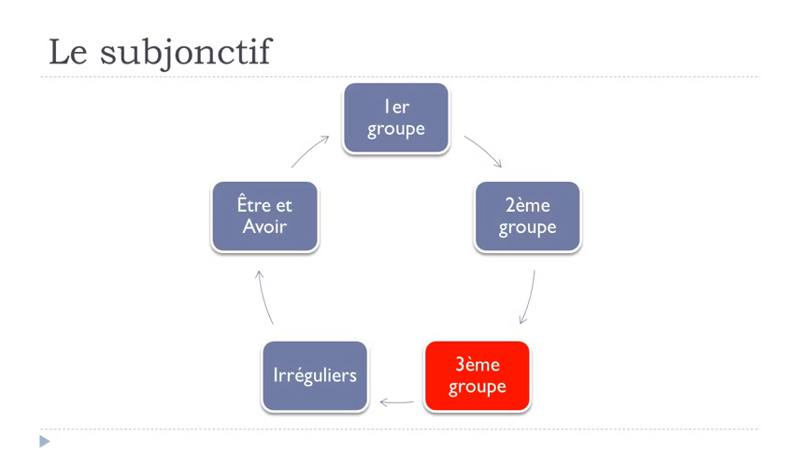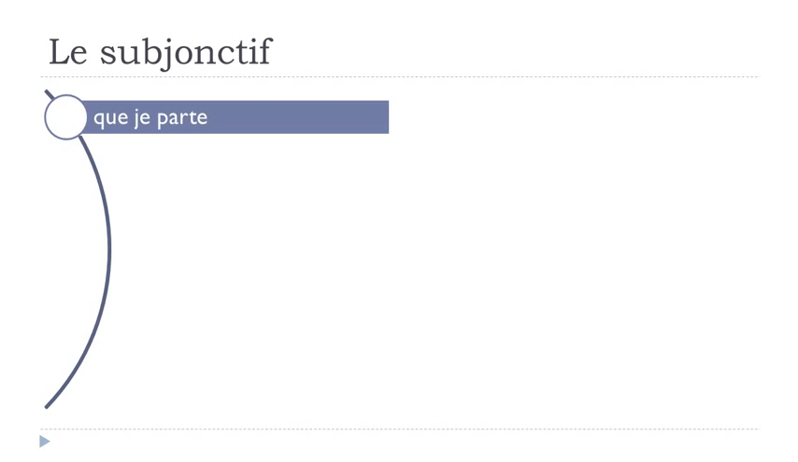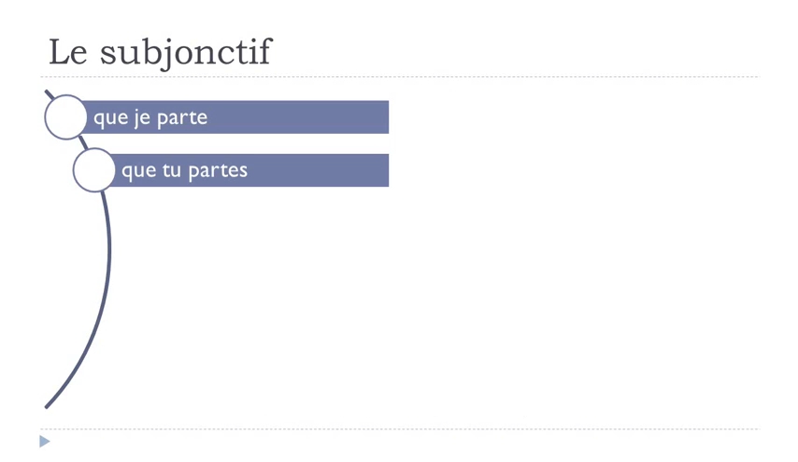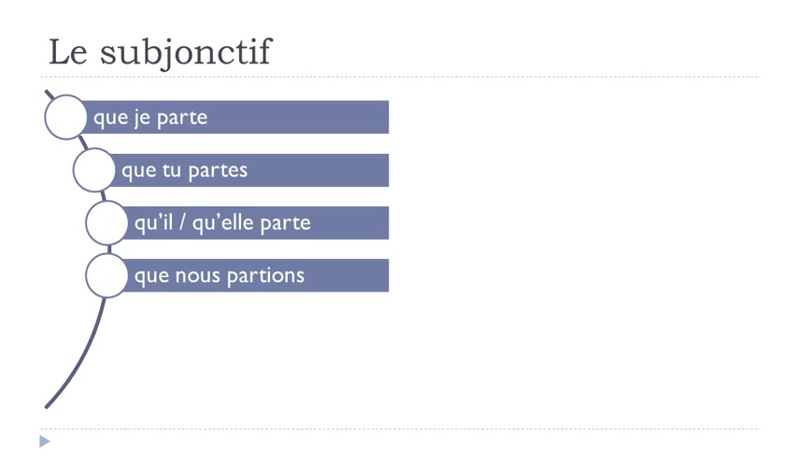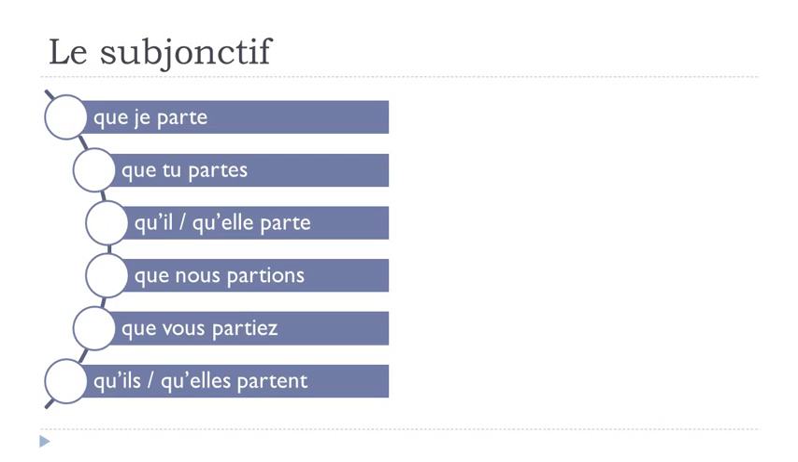So third group now, and I took the verb partir: que je parte, que tu partes, qu'il parte, qu'elle parte, que nous partions, que vous partiez, qu'il parte, qu'elle parte. Same thing here, not really difficult because it is exactly the same form. You just need to add the endings at the end: parte, parte, parte, partions, partiez, parte.